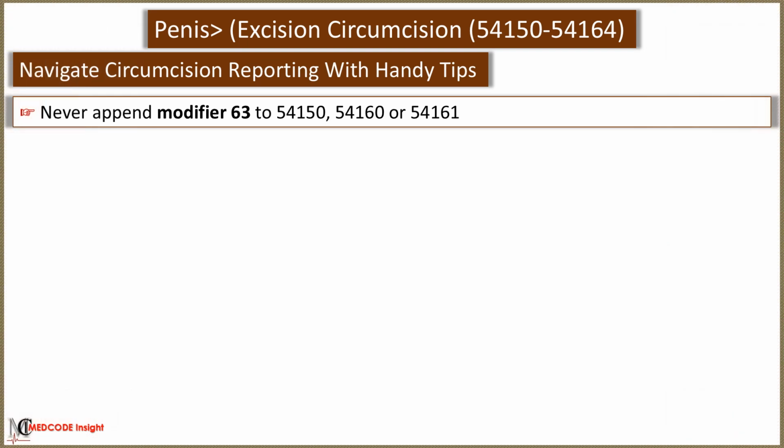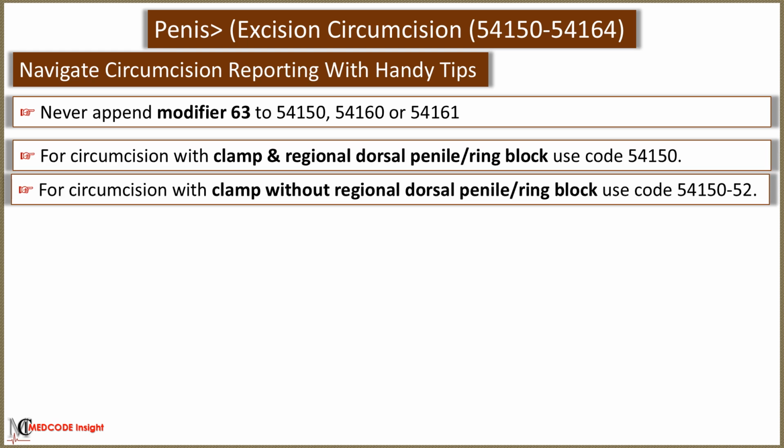When reporting circumcision procedures, there are some key points. Never append modifier 63 with circumcision code 54150, 54160, or 54161 as it is not appropriate in these cases. For circumcision performed with clamp and regional dorsopenile or ring block, use CPT code 54150. If the same procedure is performed with a clamp but without regional dorsopenile or ring block, report 54150 with modifier 52.